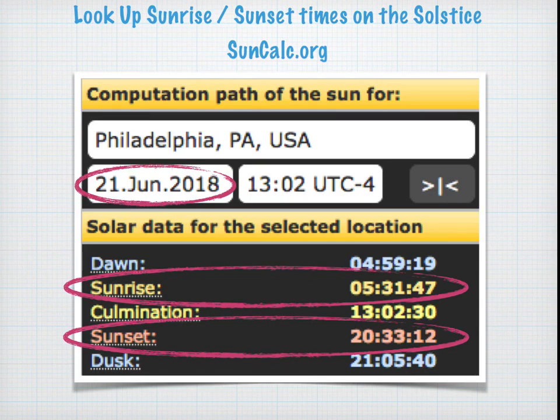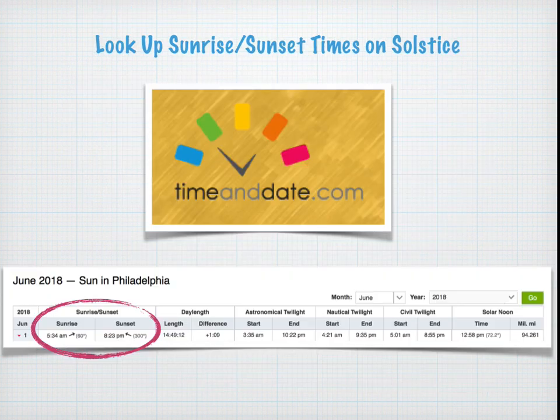Now, next you want to look up sunrise and sunset times for the solstice. So for 2018, the solstice will be on June 21st. This is using suncalc.org. You can also get the same information from timeanddate. Please notice that timeanddate usually gives you these numbers a month at a time, so you have to scroll down for the solstice date.